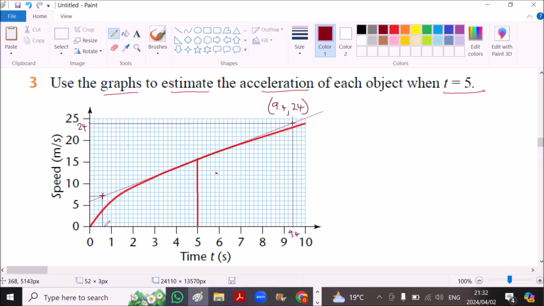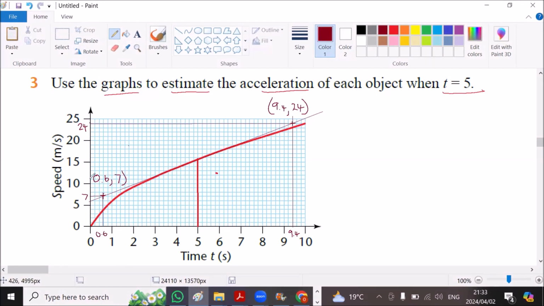So what is this point? 0, 0.2, 0.4, 0.6, 0.8, 1. So this is 0.6. And that value is 5, 6, 7, 8, 9, 10. So this is 7. 5, 6, 7. So the coordinates of this point, we take the x and then the y: 0.6, then 7. Like that.